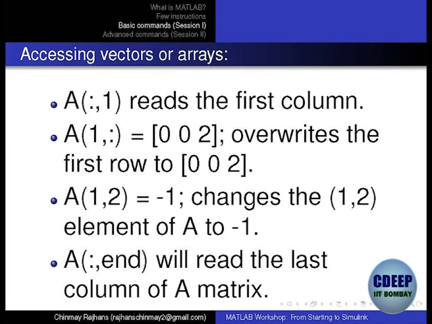End is a special variable. If you don't know the dimension, there is a command to get the dimension, we'll see that. But if you don't want to use that command, we simply write A of colon comma end. What it will do is read the last column of that matrix irrespective of its dimension. And A of end comma colon will give the last row. If you want the last element, it is A of end comma end. So dimensions are automatically decided. Even if it is not a square matrix, it will do this. It doesn't have to be a square matrix. This end is interpreted as the largest value it can take for that particular index.